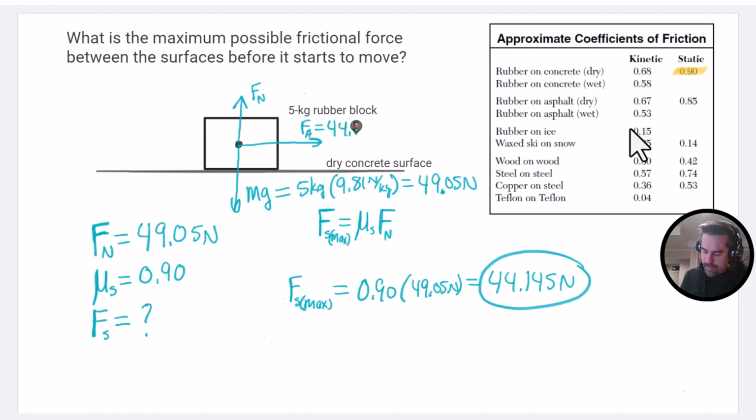So I can pull on the box with an applied force of 44.145 newtons, and a friction force will result with the same value, static friction. And that's the maximum that I could pull on it before it begins to move.